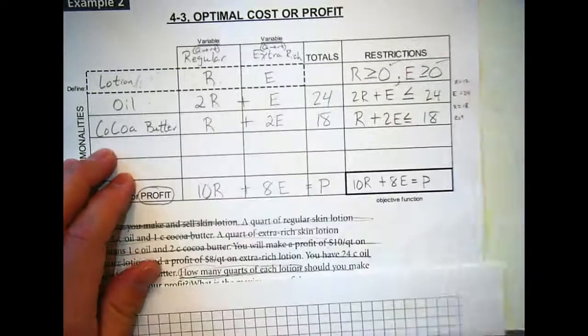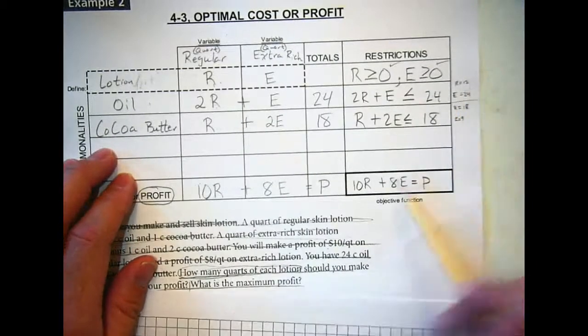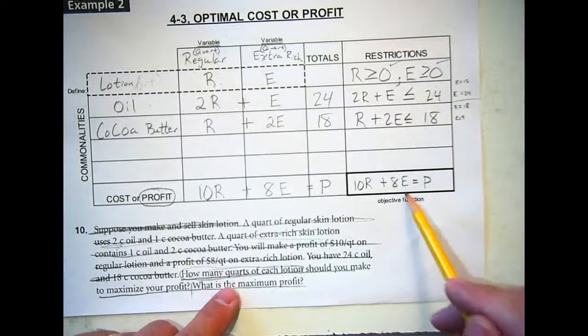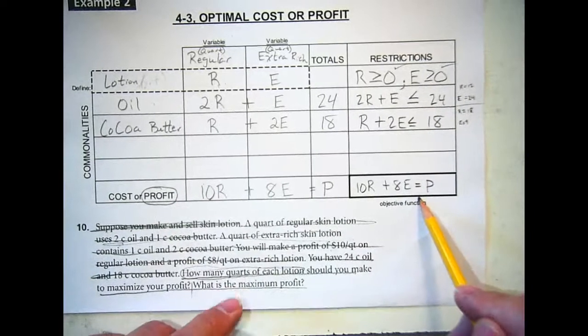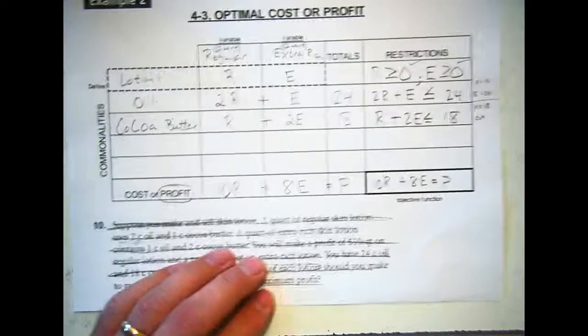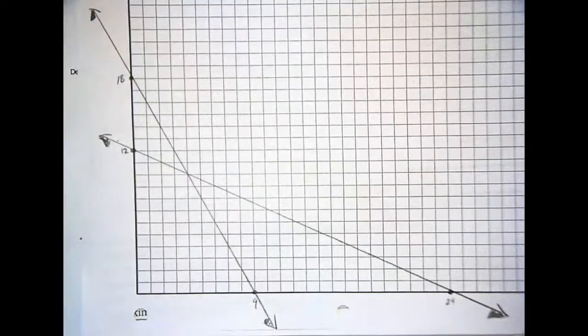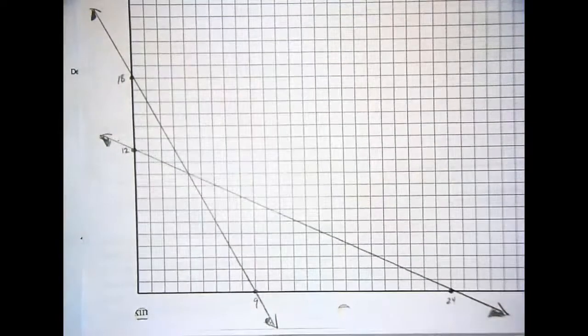When I'm doing this, now I can plot my intercepts. I can draw my restrictions. And I can find my points that I test in my objective function. Okay, so that's what you're working on right now. All right, so there's mine. I haven't shaded it yet, but that's what I have.